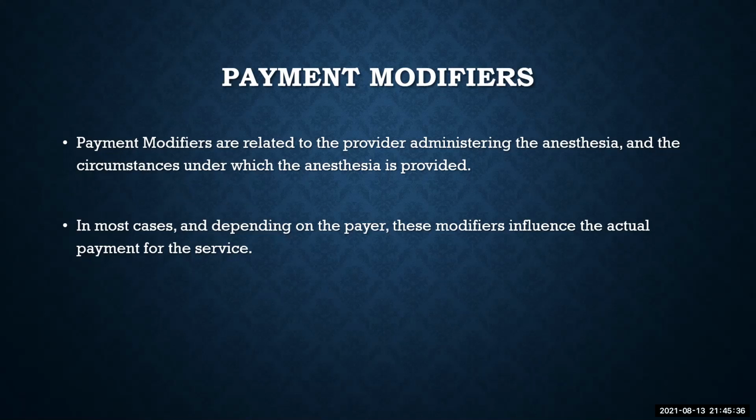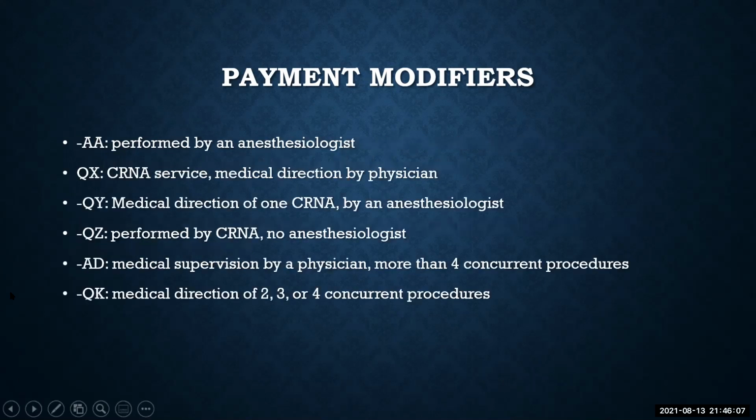So there can be all kinds of different circumstances under which either an anesthesiologist, a nurse anesthetist, a surgeon, a non-anesthesiologist doctor is actually the one providing the anesthesia or overseeing the anesthesia. And these codes help us understand those circumstances, and they do relate to the actual payment for that provider. So that's why they are very important. So the modifiers that directly relate to payment are these here.